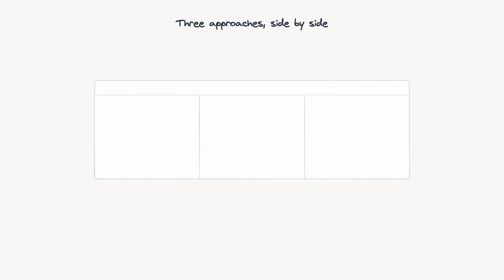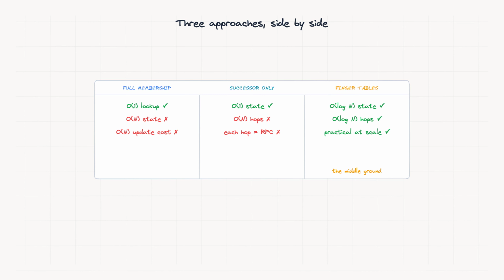So let's put the three approaches side by side. Full membership gives you instant lookup, but big O of n state and big O of n update cost every time someone joins or leaves. Successor only gives you minimal state, but a single lookup can take big O of n network hops. Finger tables land in the middle, big O of log n state per peer, big O of log n hops per lookup. That's the trade-off that makes a large-scale DHT practical.